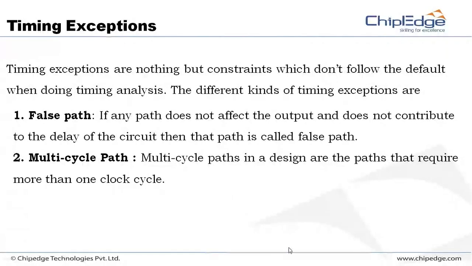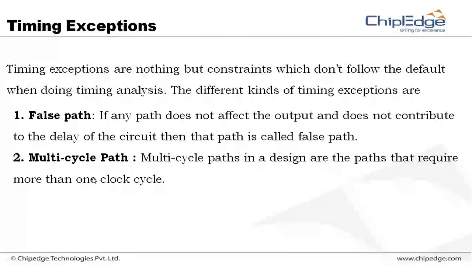Consider a mux. The select line is always given 0. Then the output will always be the first one, I naught, whatever you write, I naught. So the second path, I1 to output, is not there at all. This is called a false path. So my STA will ignore these paths and will not report these paths.